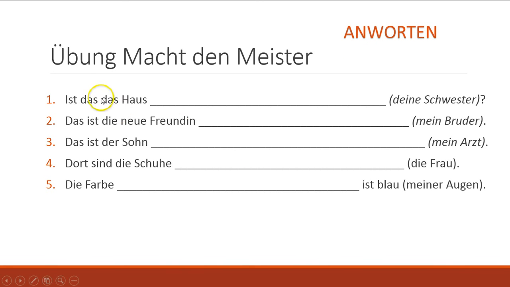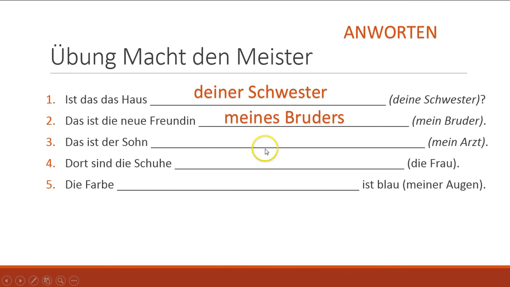So once again, make sure you correct this. Ist das Haus? Is that the house? Ist das Haus deiner Schwester? Feminine genitive. Ist das die neue Freundin meines Bruders? Masculine genitive with a two-syllable noun. Das ist der Sohn meines Arztes. Masculine genitive. Arzt is one syllable, so add an ES.